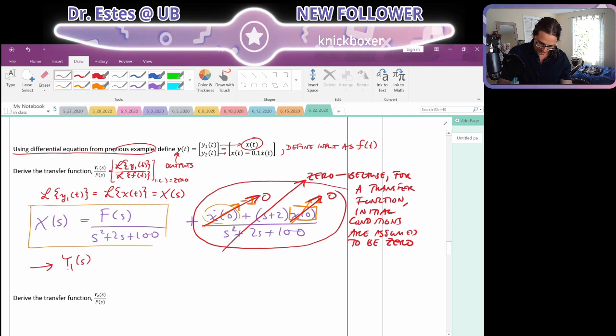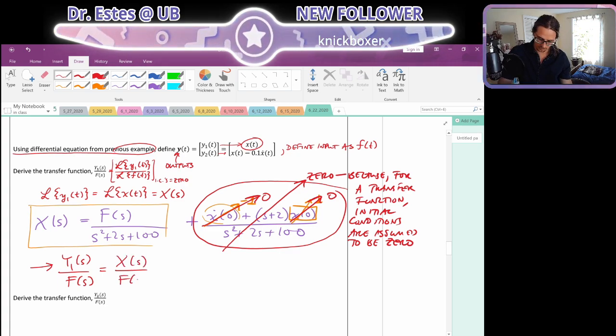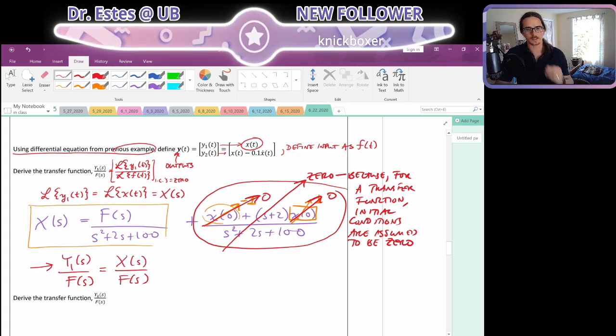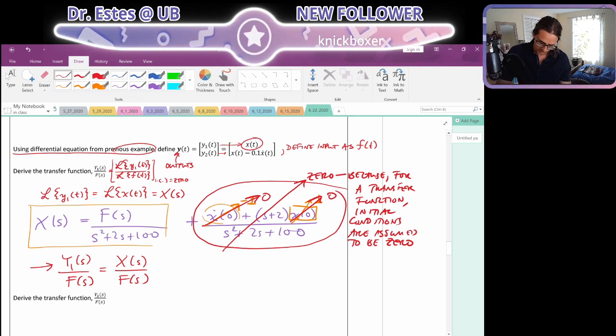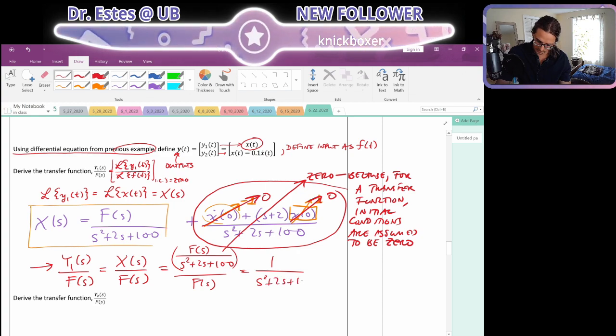So y1 of s over f of s, we know that's equal to x of s over f of s, because y1 is just x. So that's going to be f of s over s squared plus 2s plus 100, divided by f of s. So it's just 1 over s squared plus 2s plus 100.